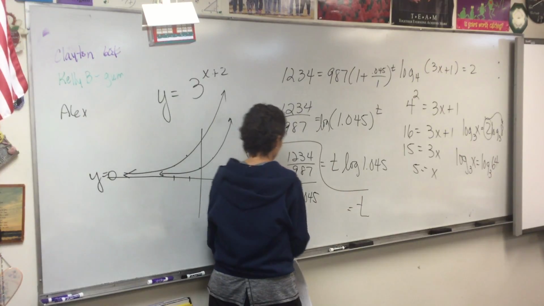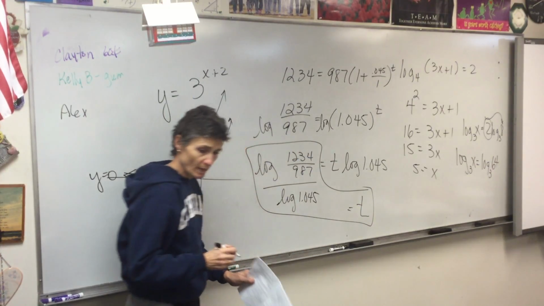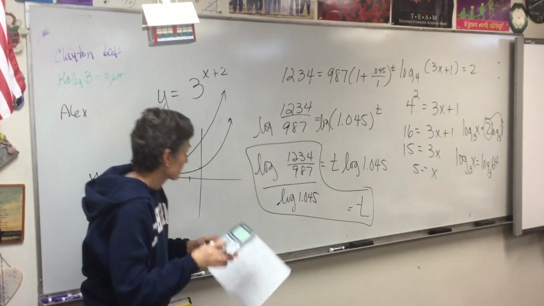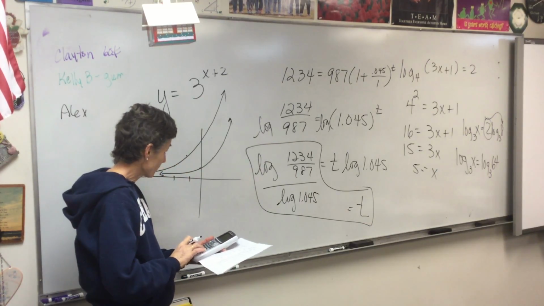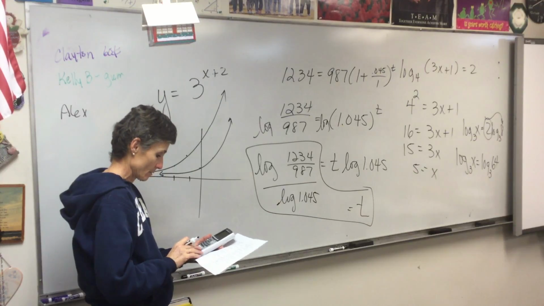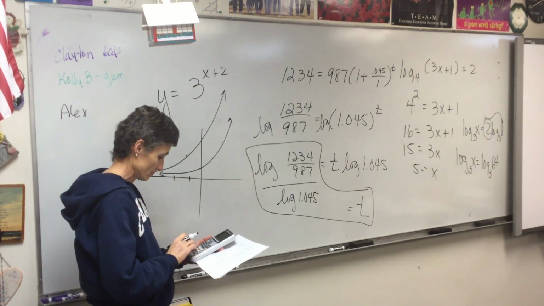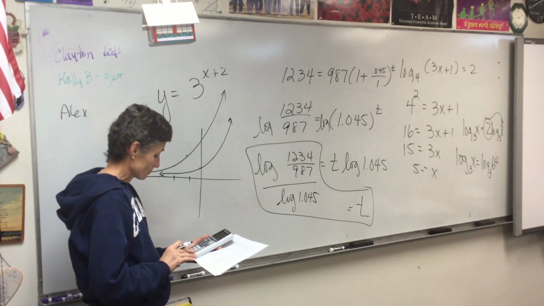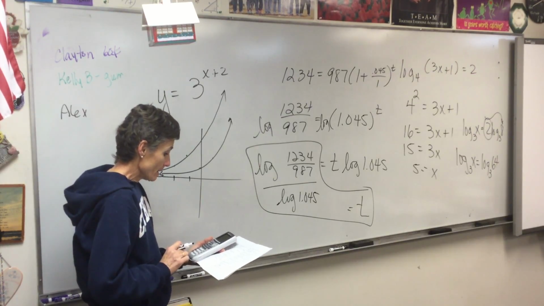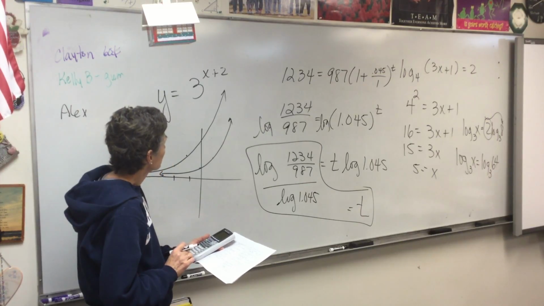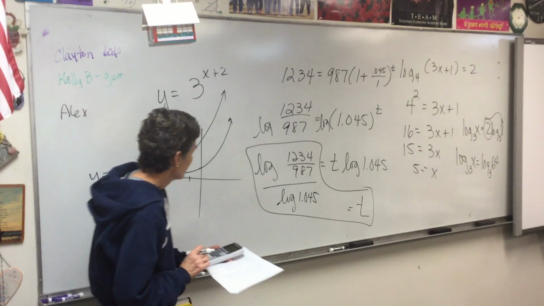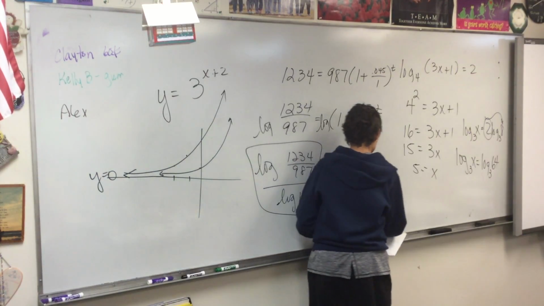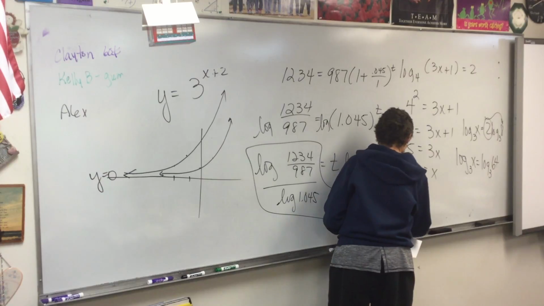So this is what I'm going to end up typing into my calculator. And wow, I got 5.074. That's not very long. It's only going to take 5 years, 5.074 years.